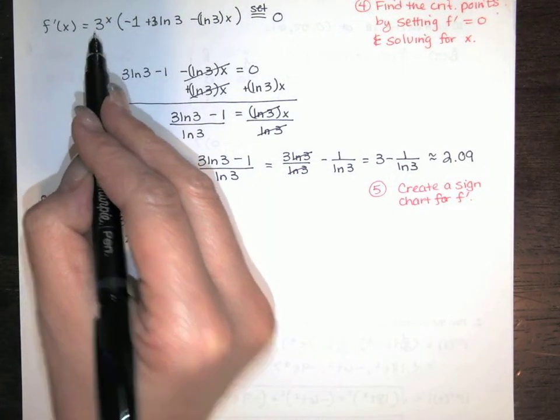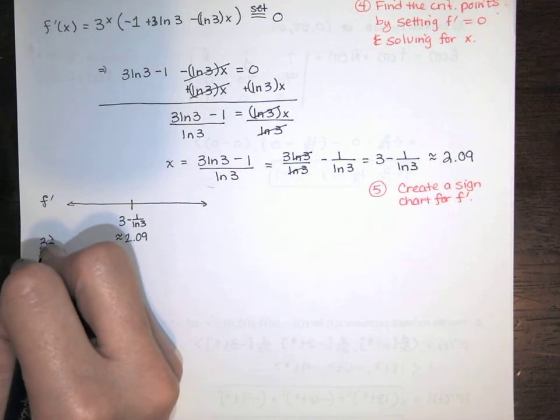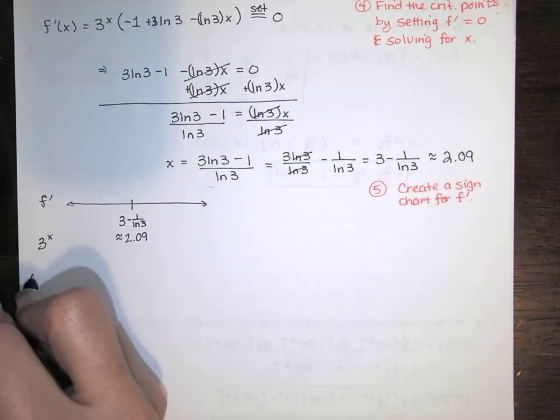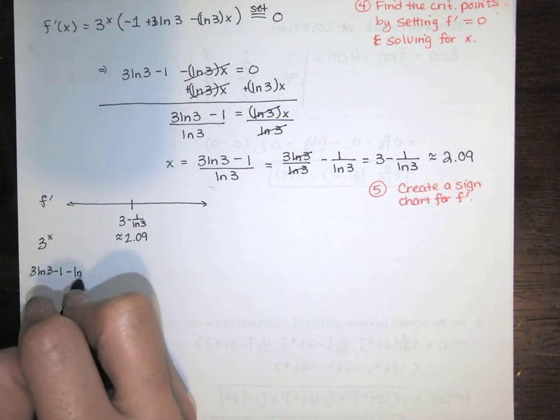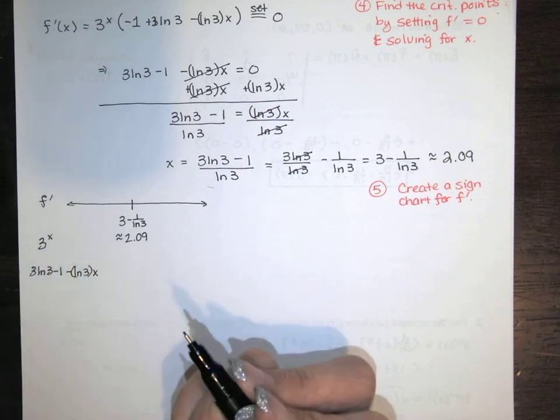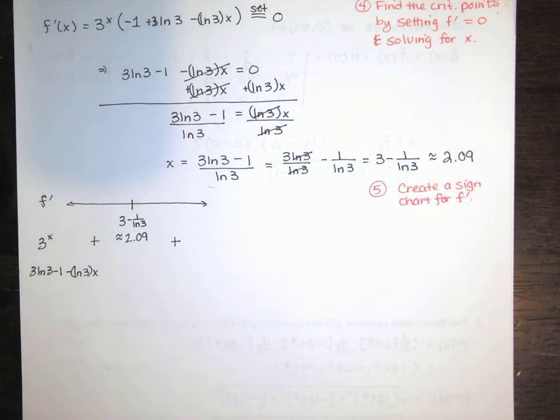F prime is the product of two factors. It's the product of 3 to the x and this other factor, 3 natural log of 3 minus 1 minus the quantity natural log of 3 times x. 3 to the x is always positive. It doesn't matter what x is.